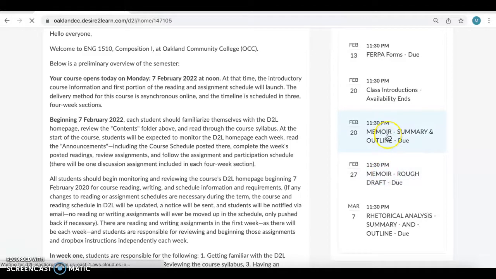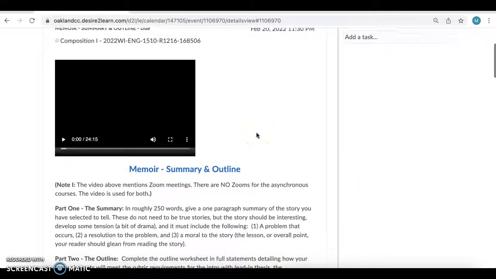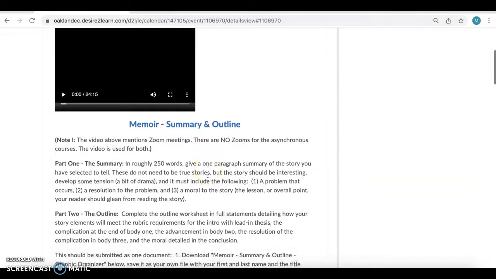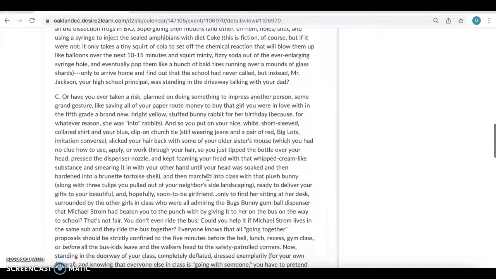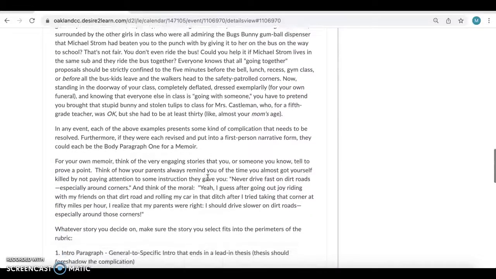But if we look at just this as an example, you'll see that the starting piece, your memoir summary outline, includes an instructional video. It mentions Zoom once or twice in there. Just note that's not used for the asynchronous. Everything else is the same. It gives you a full breakdown of the assignment instructions with some examples, some sample scenarios, as well as a sample essay written by another student.